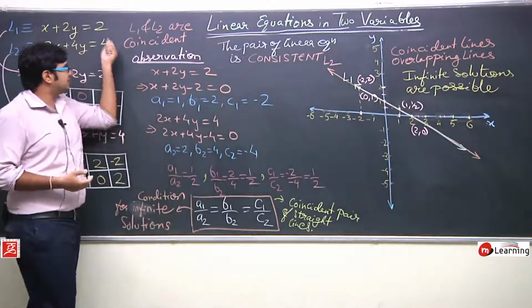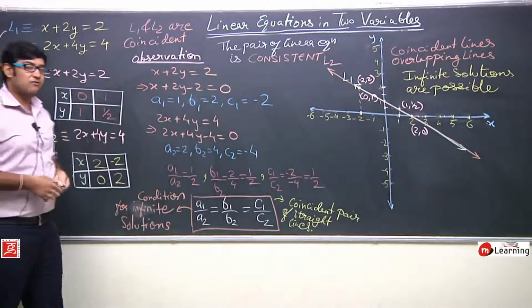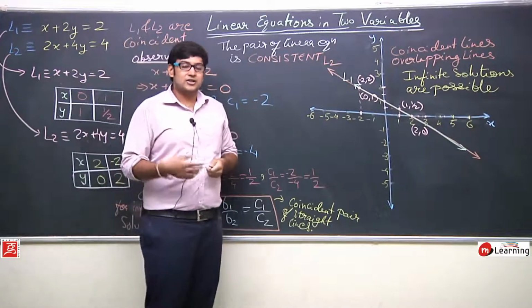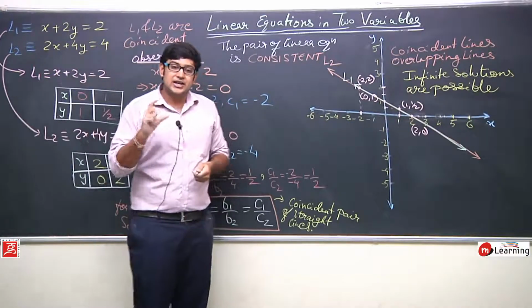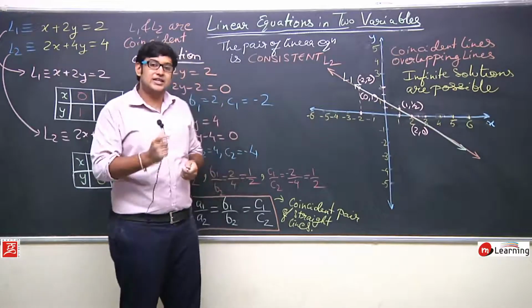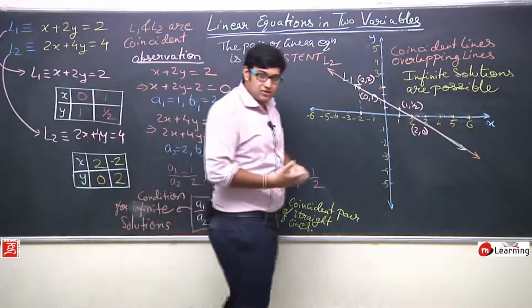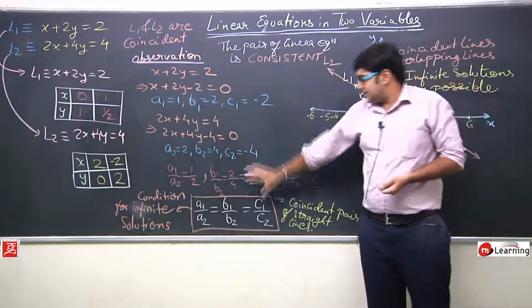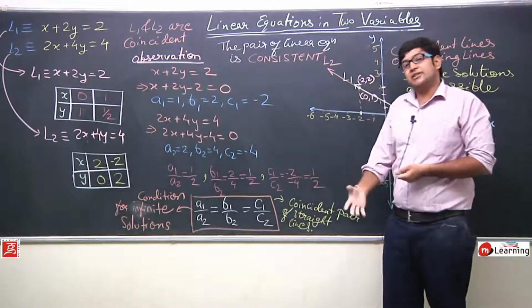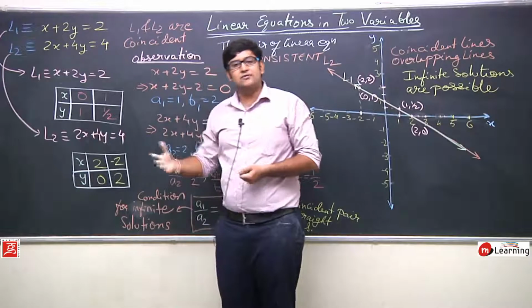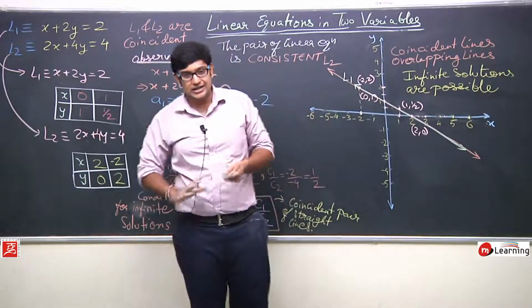So these two equations represent a pair of linear equations which are consistent, or these two equations represent consistent pair of linear equations. इस तरह से आप बोलेंगे, इस तरह से पढ़ा जाएगा. Okay? Answer में क्या लिखा जाएगा? You will say that अगर इस तरह की condition कहीं पे बनती है, then we will say the pair of linear equations is consistent, that is.